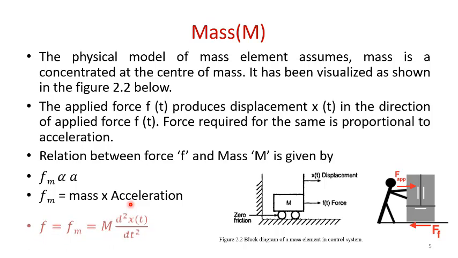It can be further written as, for equilibrium conditions, the applied force is equal to the reactive force. So the applied force F is equal to Fm. So we get F equal to Fm equal to m into d square by dt square of x of t. This is the double derivative of displacement with respect to t. In some books it is also given as m d by dt of v, that is the differentiation of velocity.